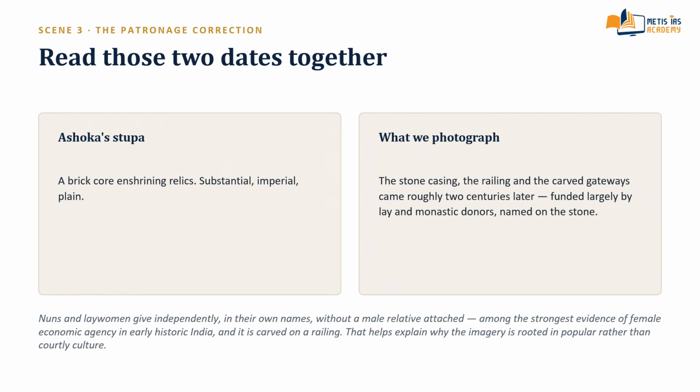Then we are moving to scene number three, that is, who actually paid for it. Patronage correction here. So this scene owns no past question. It is the chapter's spine, and it corrects something almost every student believes. Ask who built the great stupa at Sanchi, and the answer comes back: Ashoka.